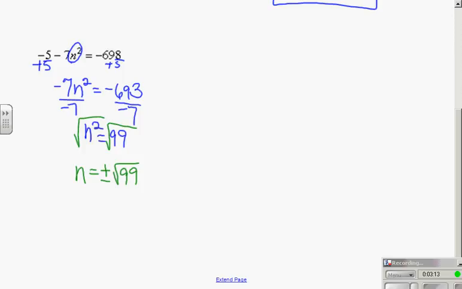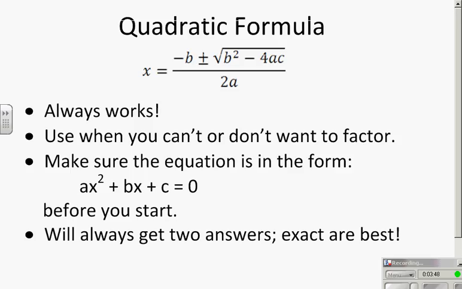Now the square root of 99 is not in simplest form. We know that that is really equal to 9 times 11. And so n is equal to plus or minus the square root of 9 is 3. Radical 11 is my leftover. That is your exact answer. So when you can apply the square root property, it really speeds up the process, but it only works when you only have a variable squared. You cannot have that variable as part of the problem also.